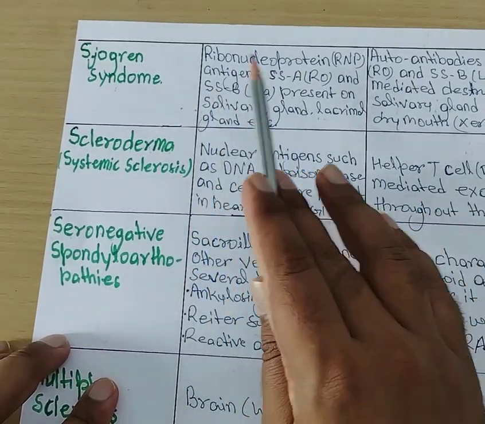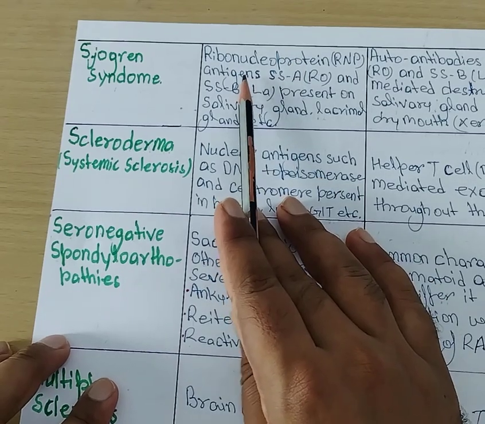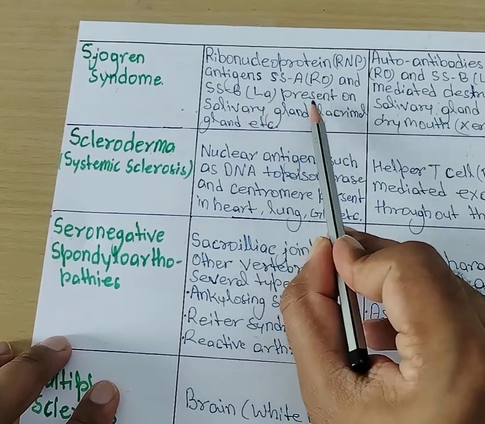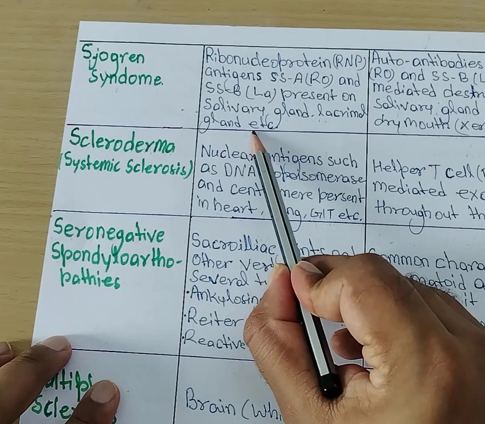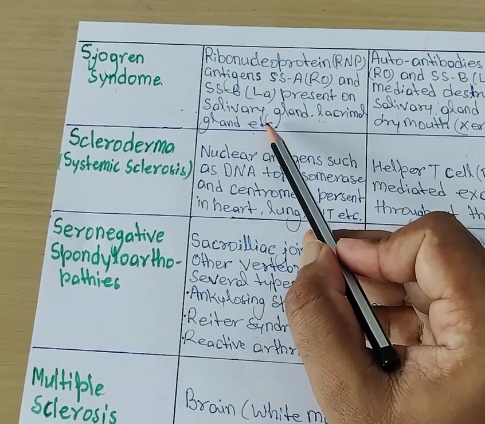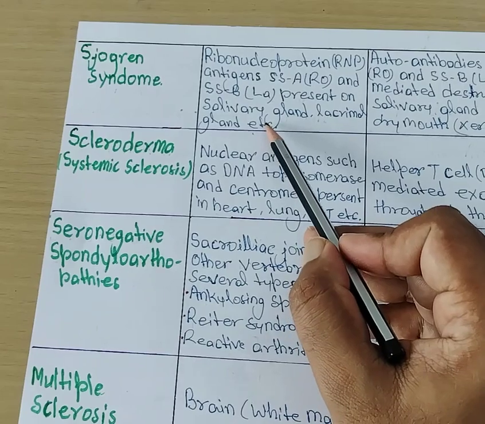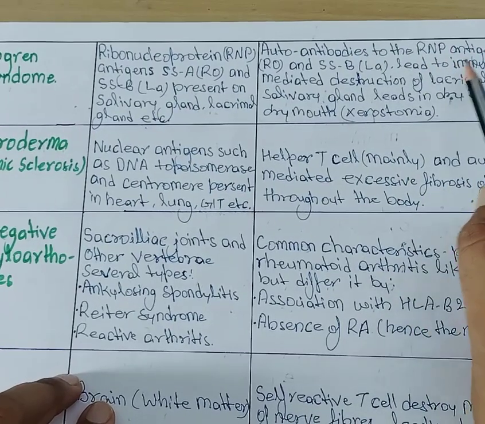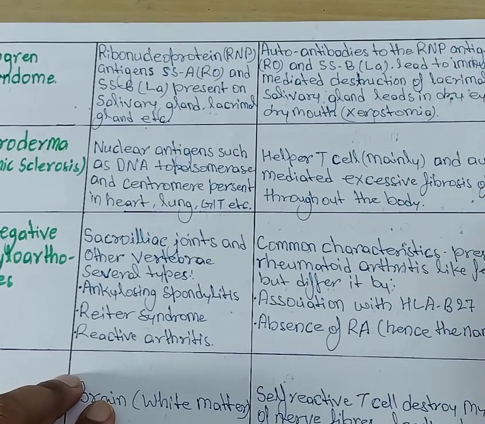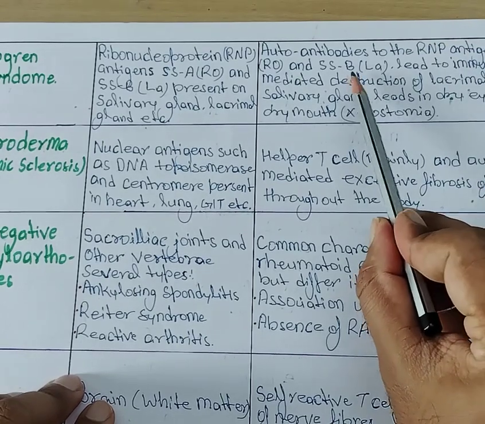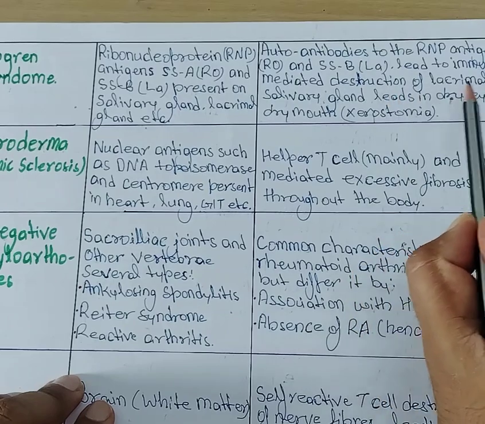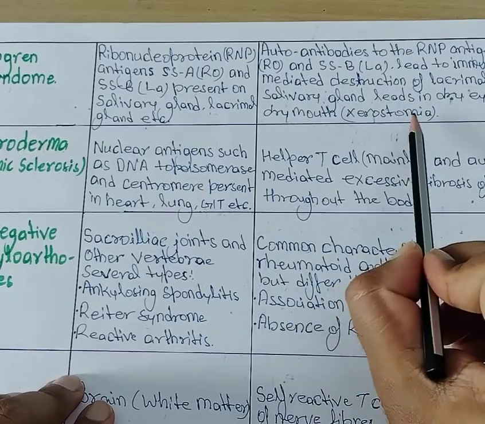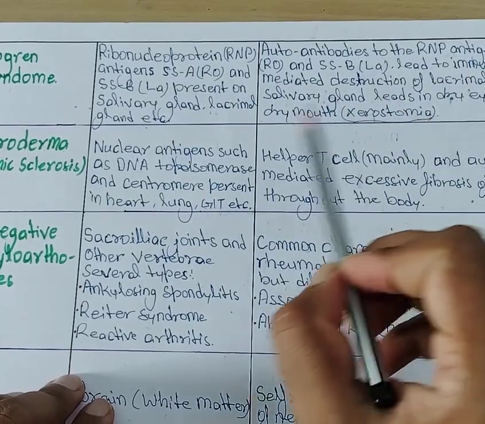Sjogren syndrome. Here the ribonucleoprotein antigens SSA and SSB present on salivary gland and lacrimal gland act as self-antigens. Autoantibodies to the ribonucleoprotein antigens SSA and SSB lead to immune-mediated destruction of lacrimal and salivary glands, resulting in dry eye and dry mouth, which is called xerostomia.